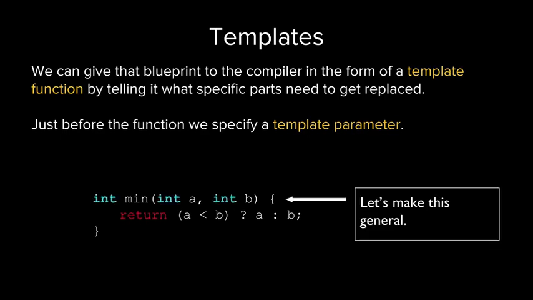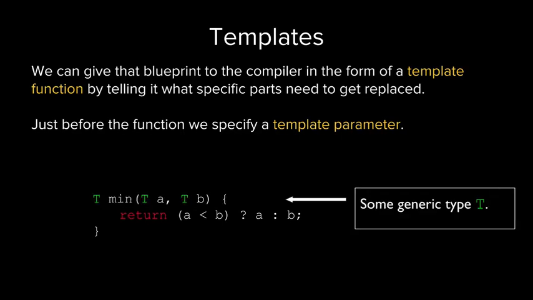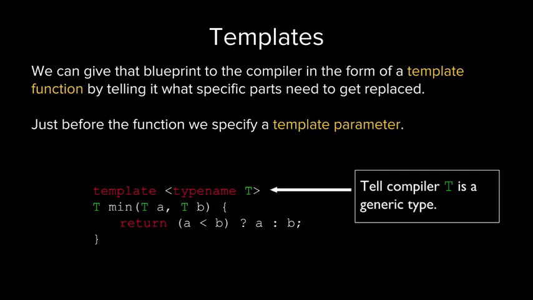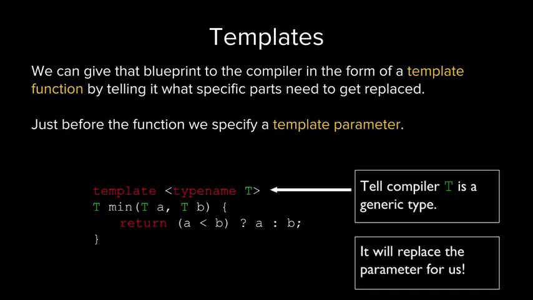And what we're going to do is make this a general template function. So rather than having ints, we're going to say, make it some generic type T. You could call it whatever you want. I'm just going to call it capital T. Okay? And then all you have to do is tell the compiler, T is a generic type. And so just by doing these two things, you now have a min function that will work on any type, basically. Okay, and that's really powerful if you think about it.